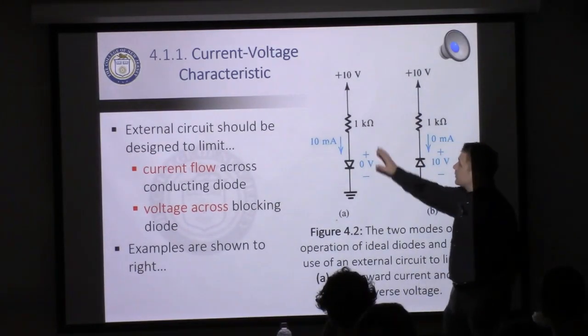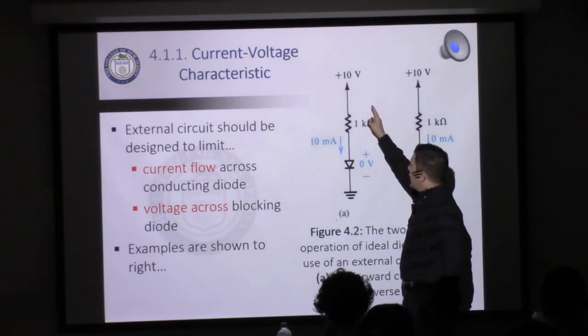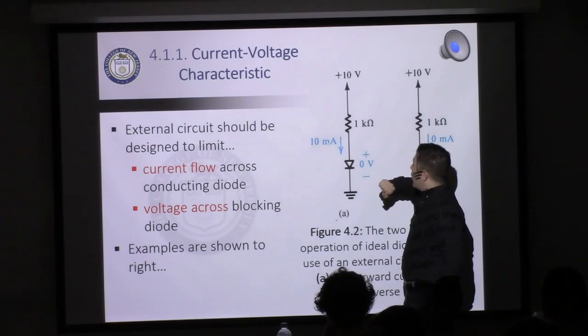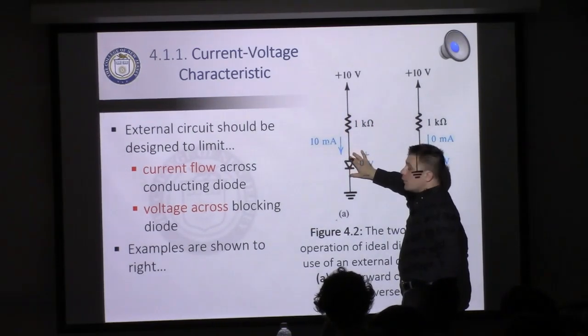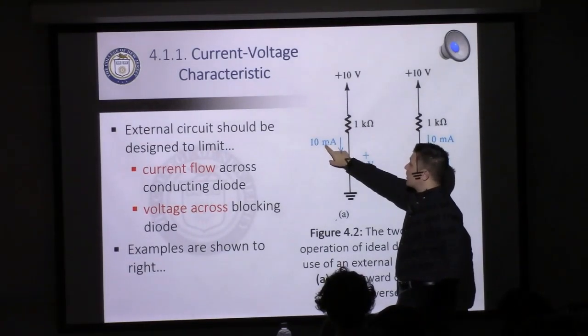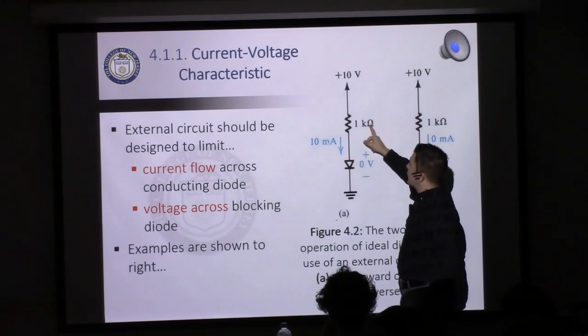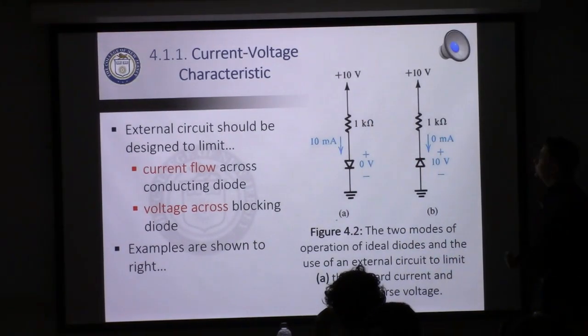But if we're using the ideal diode model, it's the external values that will define the current flowing across that diode. So in this case, right here, if we're using the ideal diode model, we have 10 volts over 1 kilo ohm and no voltage drop across the diode. It's forward bias, so it becomes a short circuit, and so that's why we have 10 milliamps. 10 volts over 1,000 gives us 10 milliamps. Similar thing over here.